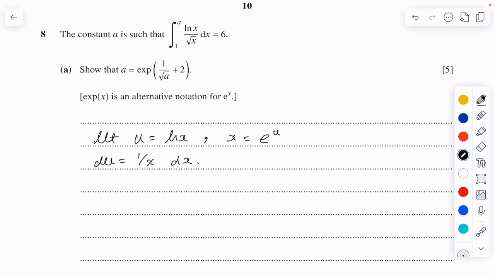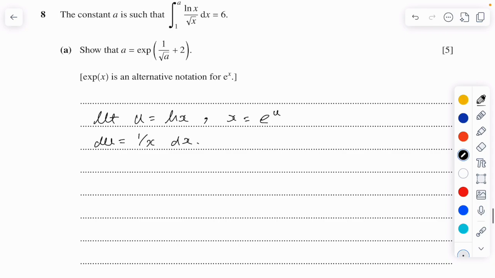Alright, so with that in mind, that's basically saying the same thing here. If du is equal to 1 over x dx, I can therefore say that du is equal to 1 over e to the u dx. Okay, brilliant. So therefore e to the u du is equal to dx.